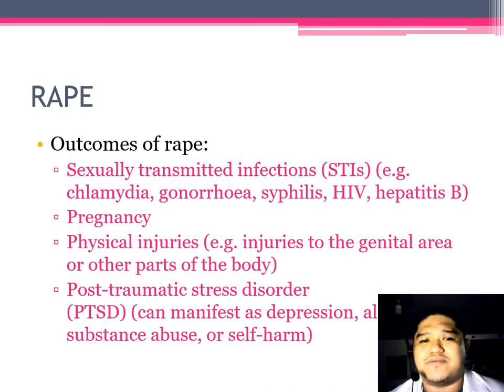So the following could be outcomes of rape. Of course, number one is sexually transmitted infection. Have we seen or heard of at least someone who wore a condom when he intended to rape someone? Okay, so STIs could be common, such as chlamydia, gonorrhea, syphilis, HIV, hepatitis B. One of the possibly worst outcomes of rape is pregnancy. Especially, it may impose a very high psychological problem to the one that is raped, no? Or to the woman. Physical injury, such as injuries to the genital area and other parts of the body.